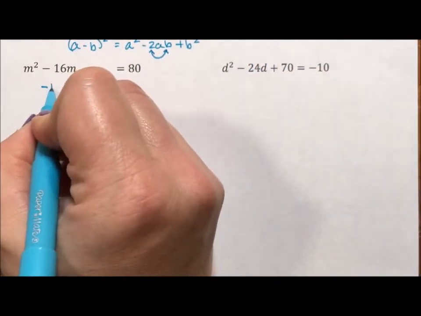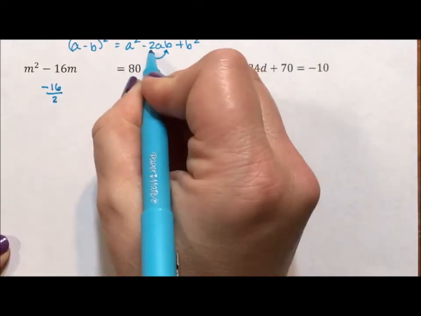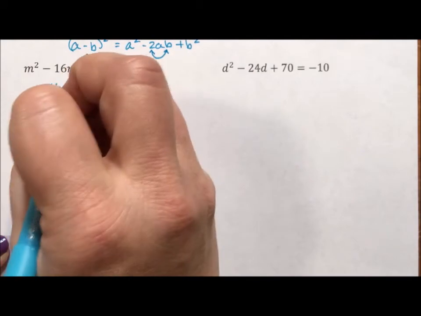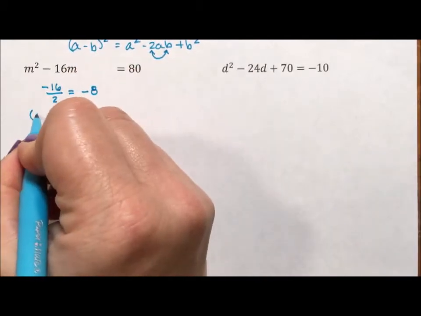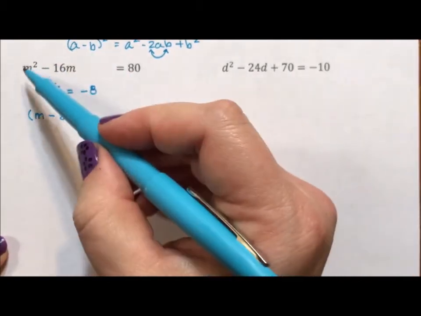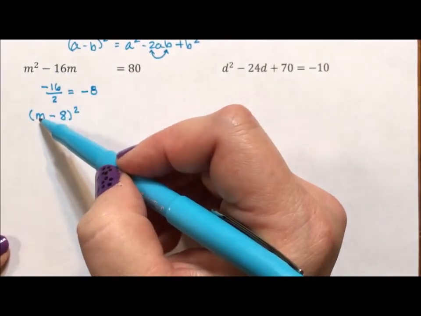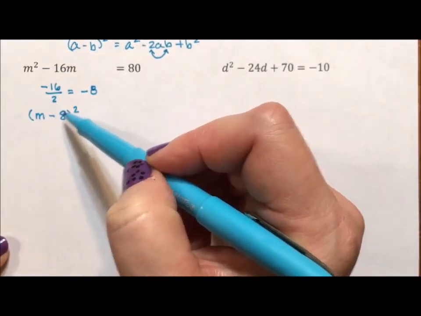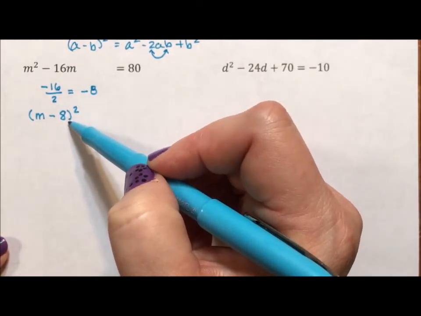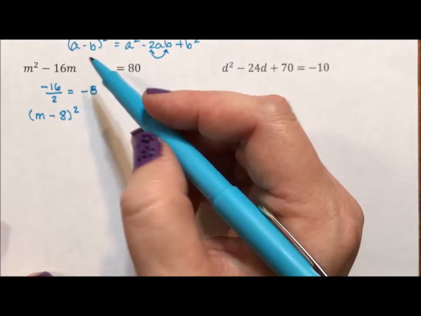So I need to take this negative 16 and divide it in half to get rid of the 2, and then I get negative 8. This tells me that the b is negative 8, m minus 8 squared. The thing is, m squared minus 16m does not equal m minus 8 squared. To get this binomial to equal this binomial squared, I need to turn it into a trinomial.